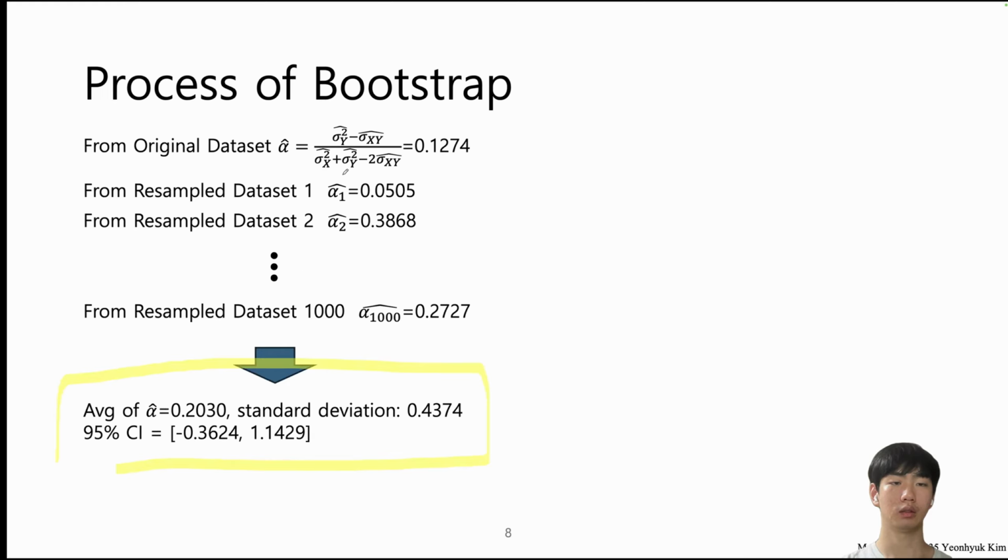Among these alphas, the average of alpha was 0.2030. The standard deviation was 0.4374, which is quite a large value. And the 95% CI was minus 0.3624 to 1.1429.